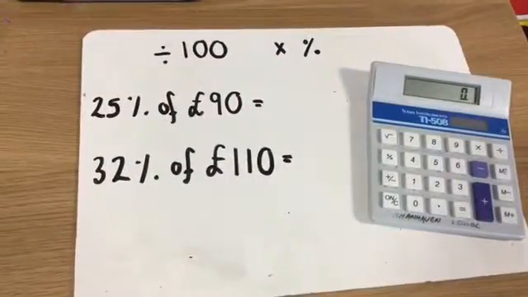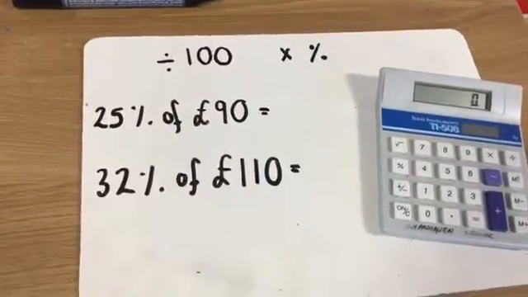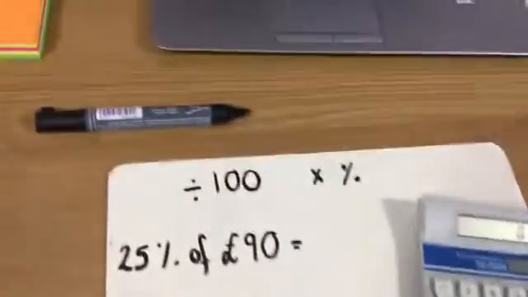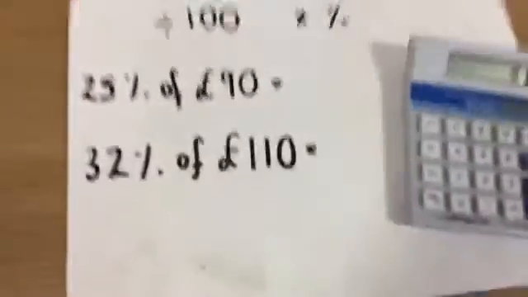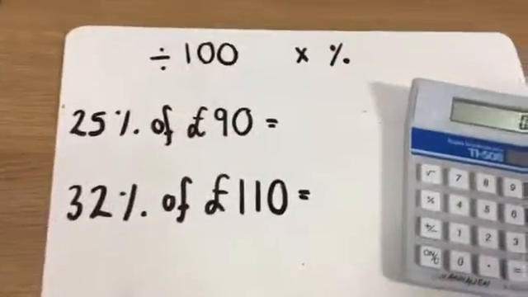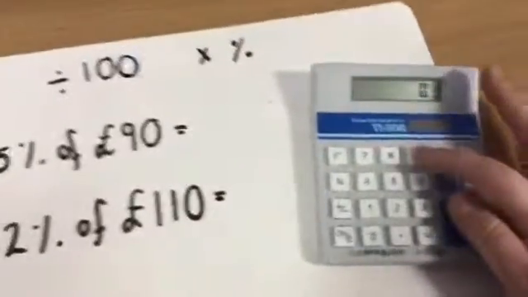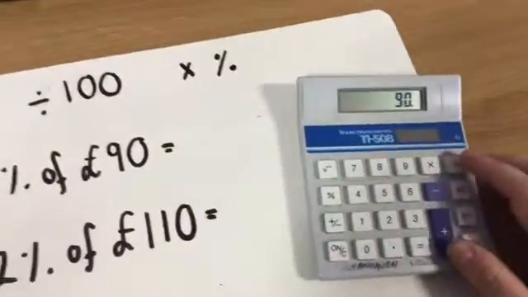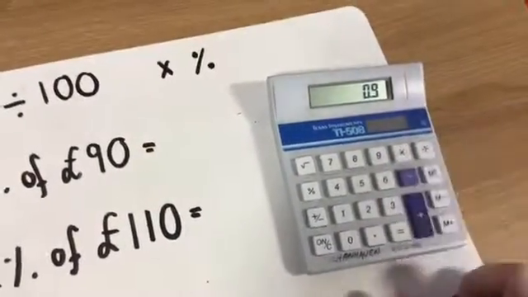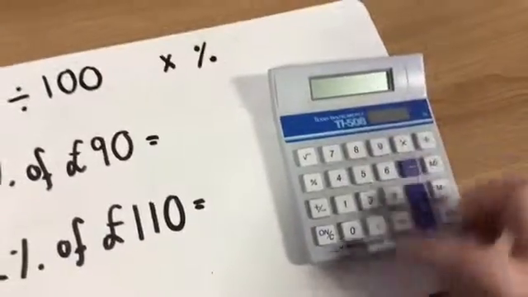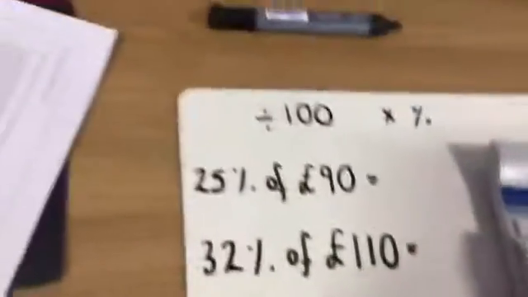When calculating the percentage of a given amount using a calculator, we always teach that the pupil would divide the amount by 100 and then times by the percentage they are trying to find. So, for example, when finding 25% of £90, you would do £90 divided by 100 and then times that by 25. So the answer is 22.5, which in money terms is £22.50.